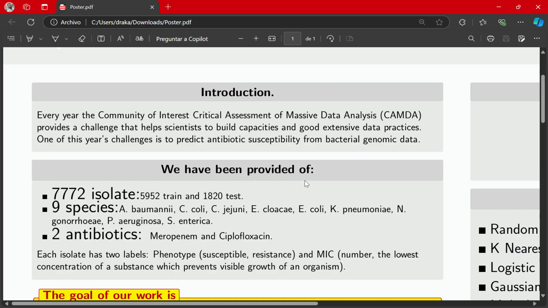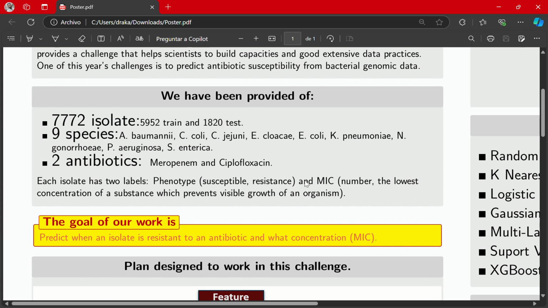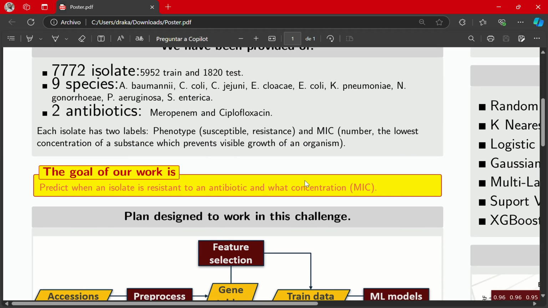We work with more than 7,700 isolates across 9 bacterial species. Each isolate has a label indicating susceptibility and minimal inhibitory concentration, or MIC, for two antibiotics, meropenem and ciprofloxacin. Our primary goal was to predict when an isolate is resistant to an antibiotic and at what concentration.